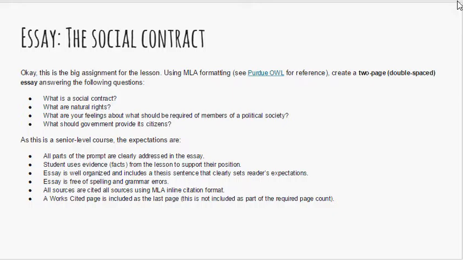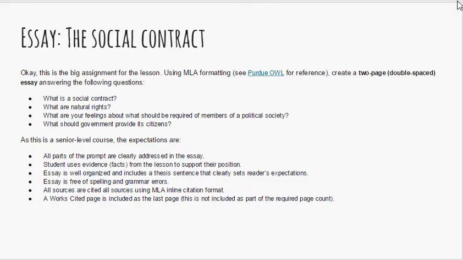So this is the big assignment for this lesson. Using MLA formatting, which Purdue, this link will take you to a great website. I still use it on a lot of the essays I write for university. So using MLA formatting, write a 2-page double-spaced essay answering the following questions.